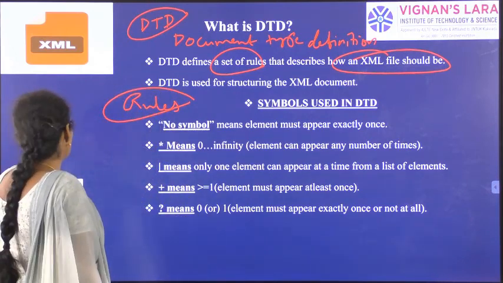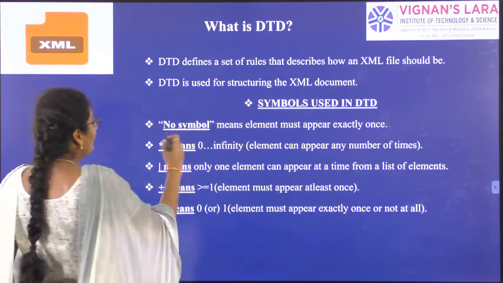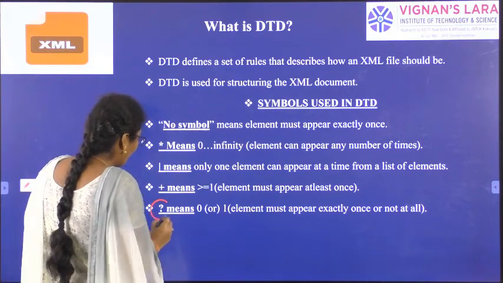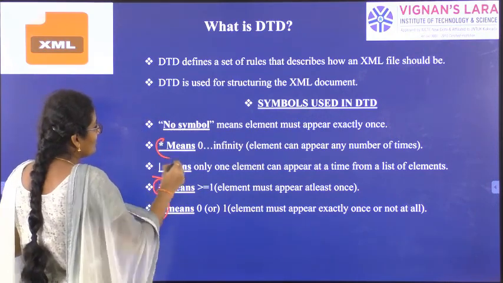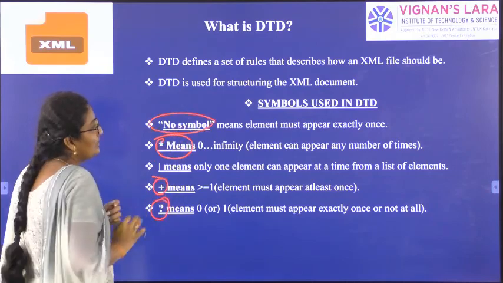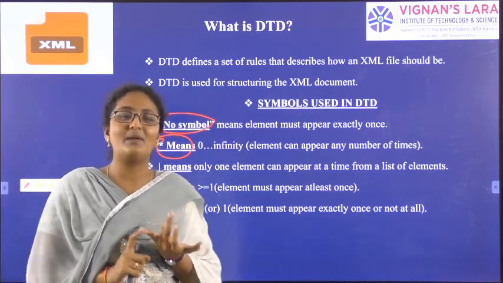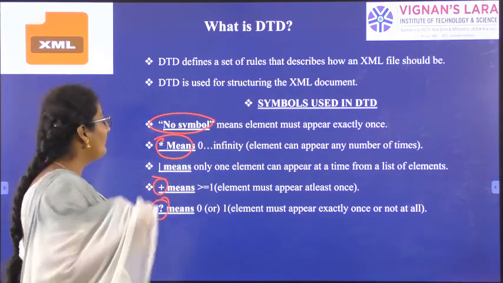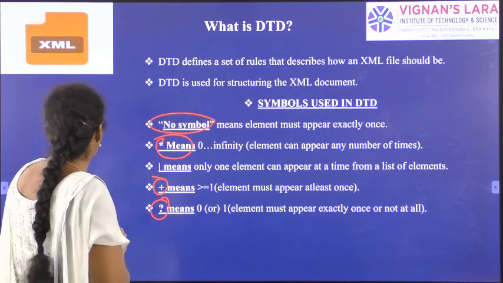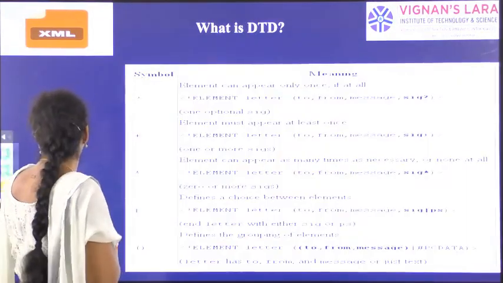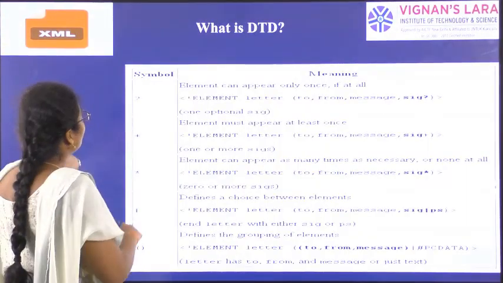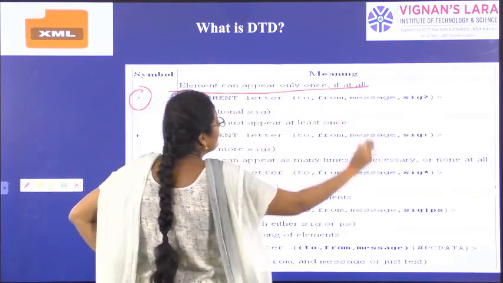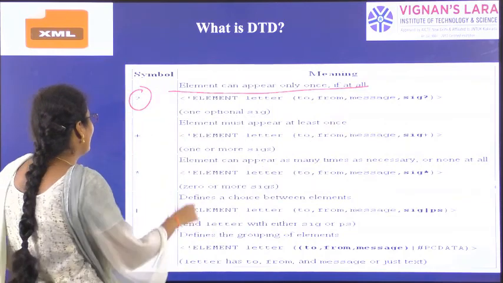So what are the symbols used in DTD? We can use some symbols in DTD like question mark, addition symbol, asterisk, and we may not use any symbol also. First of all, DTD is document type definition, a set of rules that are used to structure the XML file. Now we can use some symbols in DTD, so we'll see what those are. The first one is the question mark, which means the element can appear only once if at all. The second one is the addition symbol.